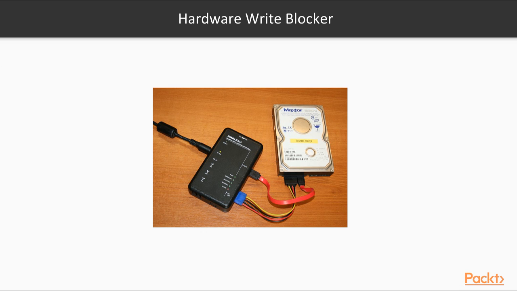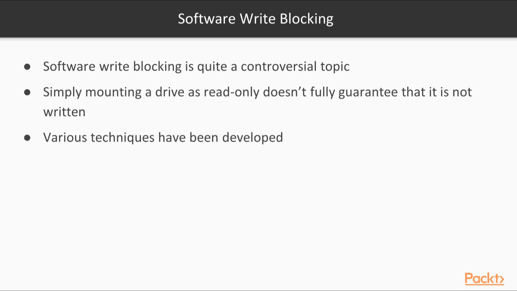An example of a hardware write blocker is shown in this photo, with a hard disk attached through the SATA connector. Software write blocking is quite a controversial topic. Indeed, simply mounting a drive on Linux as read-only does not guarantee against possible writes that kernel drivers could make to the device.